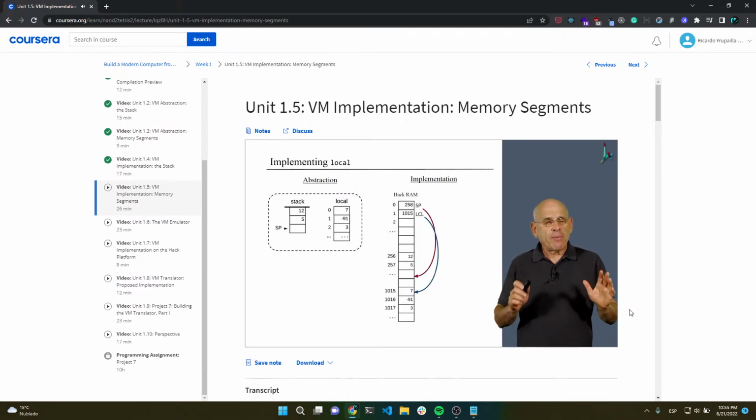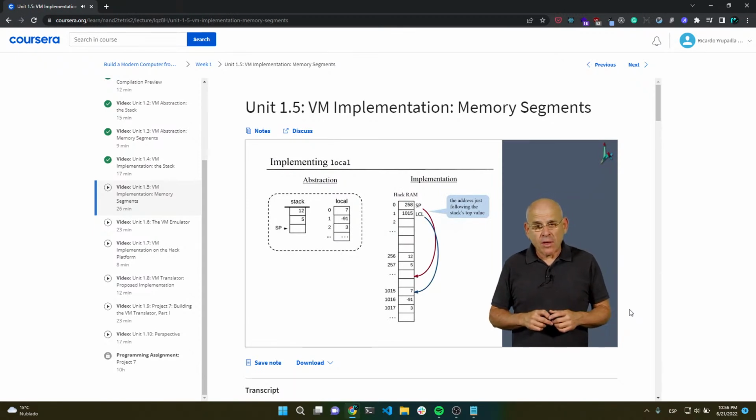Well, the stack is going to be implemented as we did in previous units. We will start the stack at 256, which is an agreed upon convention, and we use a pointer that we call SP to record the address of the next available location in the stack. And we decided that SP will be mapped on RAM 0 in the host memory.